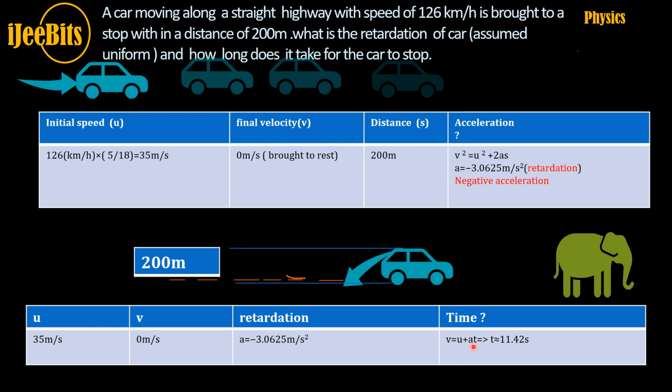The equation which has time and all the other inputs. Here we don't require distance. So we need to recall this equation at this time: v is equal to u plus at. V is the final velocity, u is the initial velocity, a is the retardation or negative acceleration, t is the time. We need to know the time. Substituting all values in it, we get t is approximately 11.42 seconds.